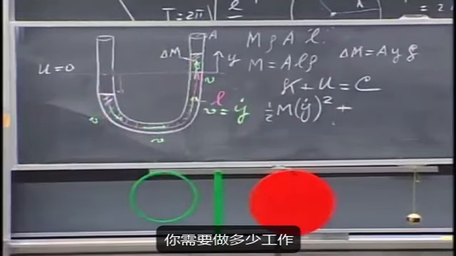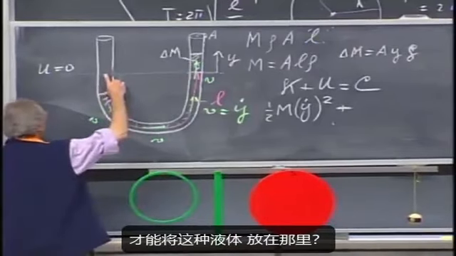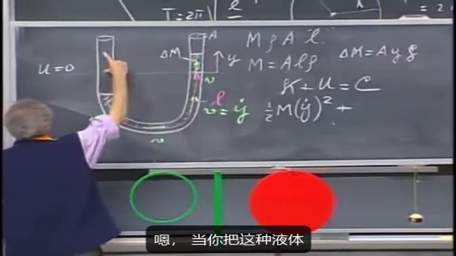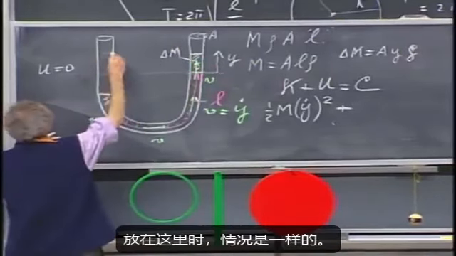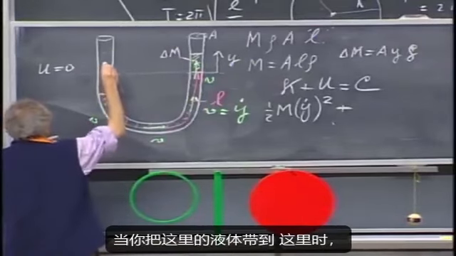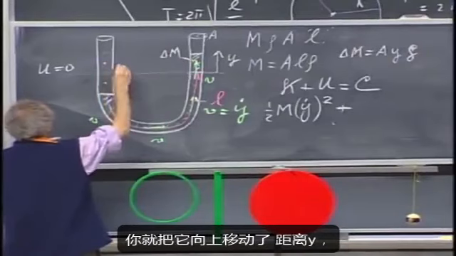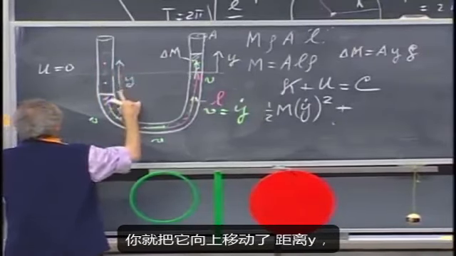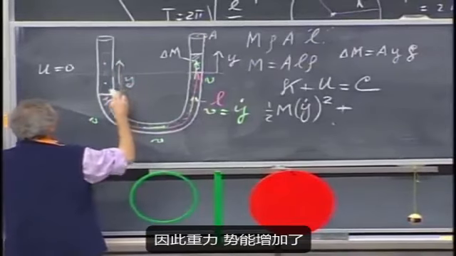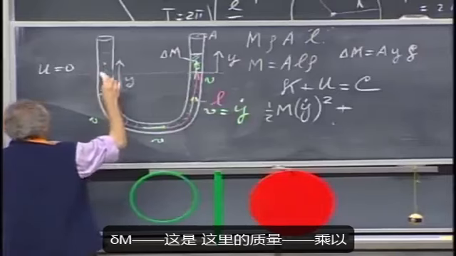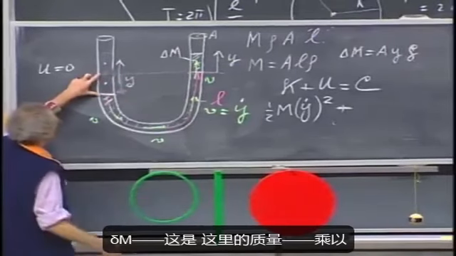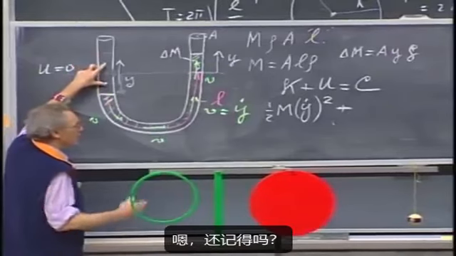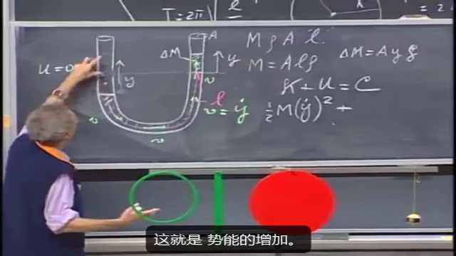How much work do you have to do to take this liquid and put it there? Well, that's the same as when you take this liquid and put it here. When you bring this liquid, which was there, here, then you have moved it up over a distance y. And so the gravitational potential energy increases by delta m, this is the amount of mass here, times g times h, and h is y.